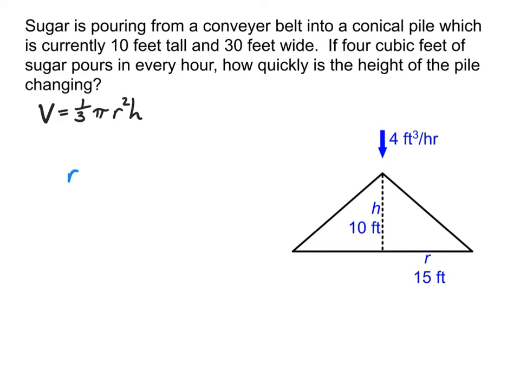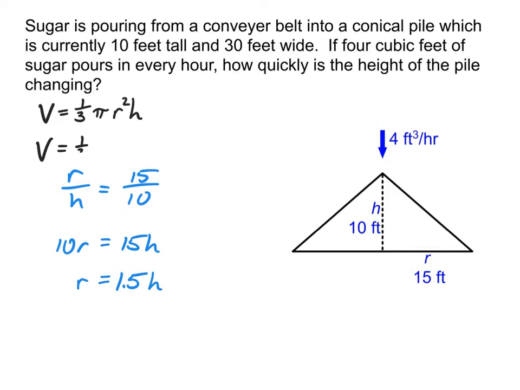So for instance, I might say that the ratio of the radius to the height equals 15 over 10, because the radius is 15 and the height is 10. So now I can solve this equation for r. And by doing so, I know that r equals 1.5h, which I then can plug into my original equation up here on the top. So instead of r squared, it's going to be 1.5h squared.